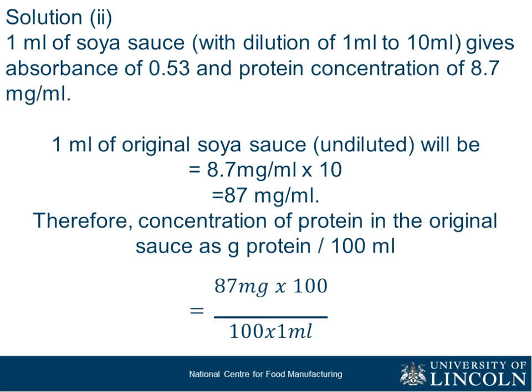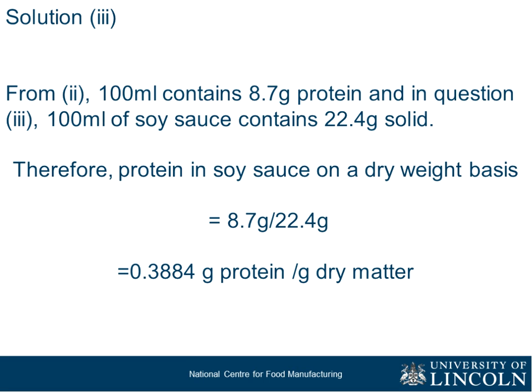Don't forget that in the question, we have 100 ml contains 8.7 gram protein. But the question is now saying 100 ml of soy sauce also contains 22.4 grams solid. Everything, carbohydrates, sugar, salt, everything, and even protein is 22.4 gram. Now the question says calculate a mass of protein per gram of dry matter. So the protein is 8.7, we've already done that in question number 2. The total solid that we have there is 22.4.